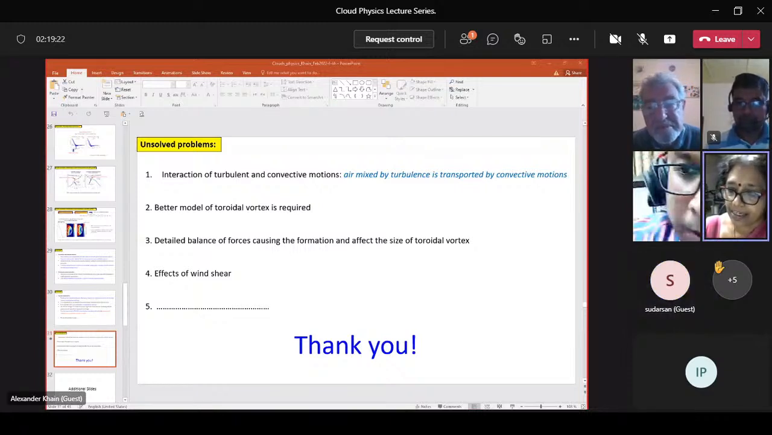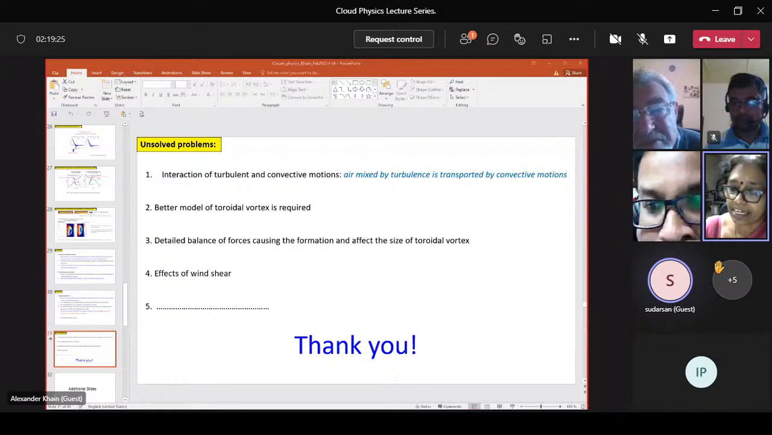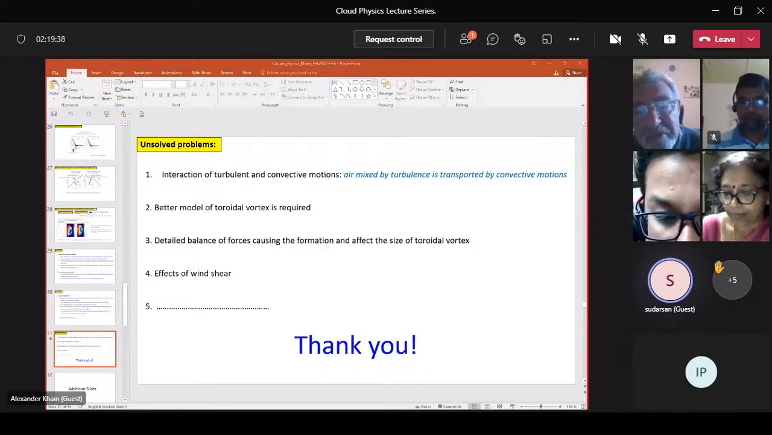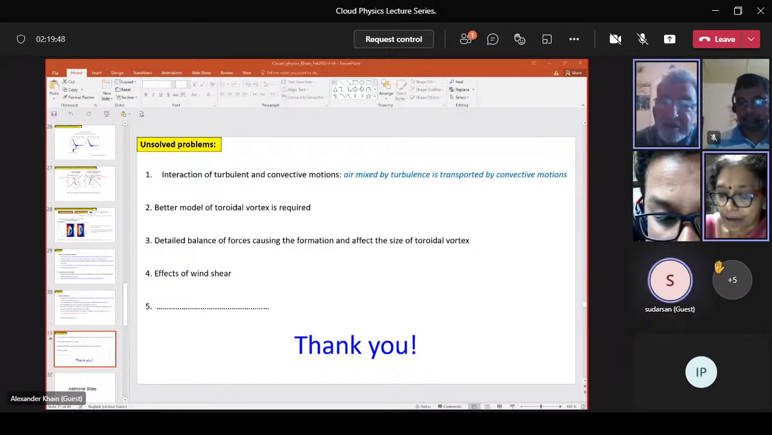Yeah, this is regarding how the toroidal vortices interact with the terrain height or with different surface settings like land and ocean. Means how do the surface characteristics affect the toroidal vortices? Maybe communication not so clear. Can you repeat? How do the surface conditions, like the terrain or land surface characteristics, affect the toroidal vortices? Yes, it's a question. I said that there are many questions to investigate.